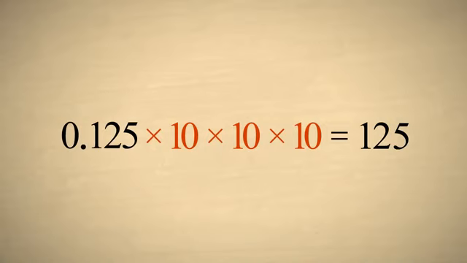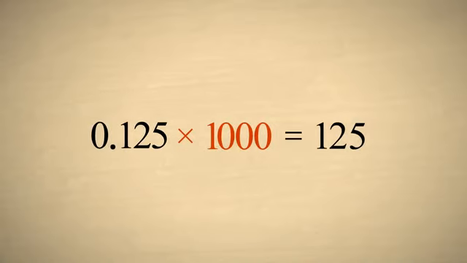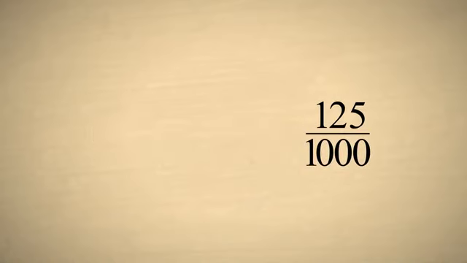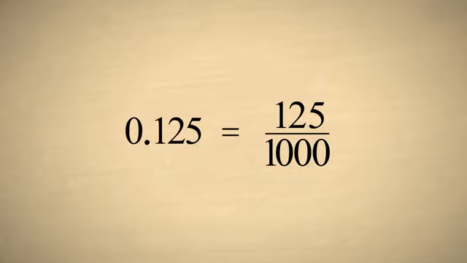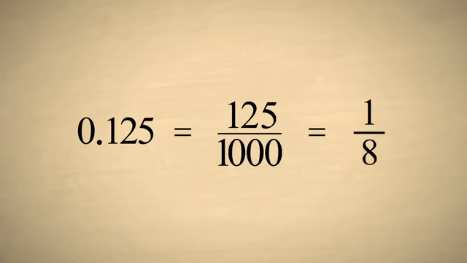So by multiplying our decimal number by 10 3 times, which is the same as multiplying by 1,000, we have produced an integer which is 1,000 times the original number. If we then divide the integer by 1,000, the result will be equal to the original number. So 0.125 is equivalent to the fraction 125/1,000. Now, using the techniques we learned in our lecture on reducing fractions, we can simplify this fraction to 1/8. So we have converted the decimal number 0.125 to the fraction 1/8.